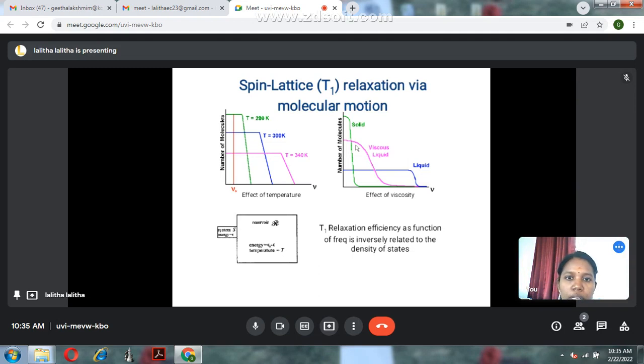So this is the spin lattice T1, relaxation via molecular motion. Next one, the effect of viscosity with respect to the molecules. Here the green indicates the solid, blue indicates the liquid, and pink indicates the viscous liquid. So here the T1 relaxation efficiency as a function of frequency is inversely related to the density of states. This is the spin lattice relaxation via molecular motion.